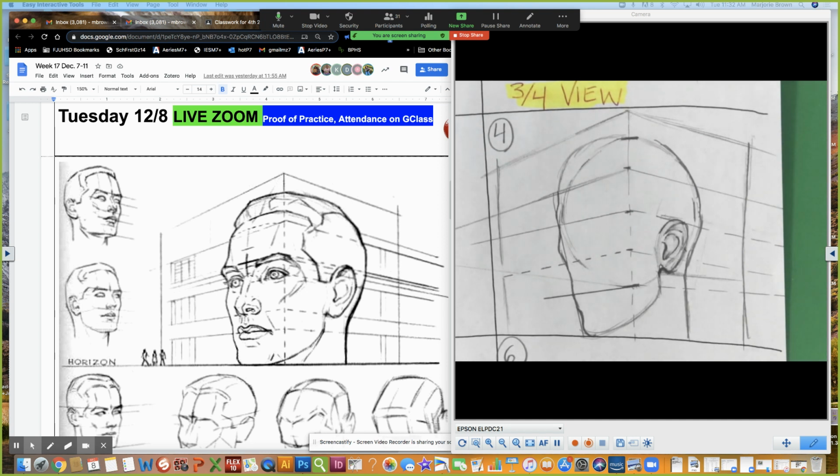And by breaking it down into the basics, that's how you start to look and see things with basic shapes and lines.